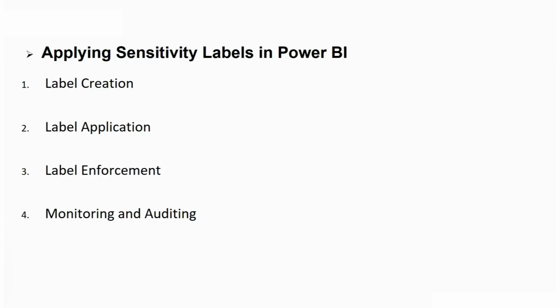The next one is label application. In this, we can apply these labels either manually, or we can also automate this process. So we can set up some rules to automatically apply these labels based on the data content or metadata. The next one is label enforcement. Over here, once applied, the protection policies associated with the labels, such as encryption and access controls, are enforced automatically.